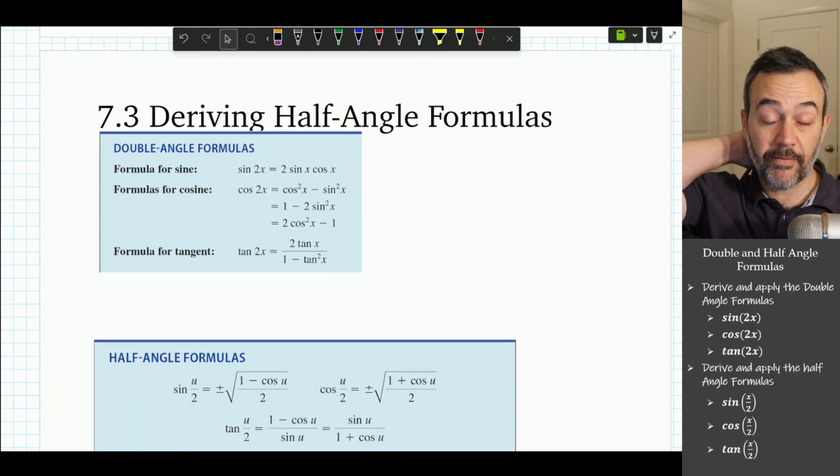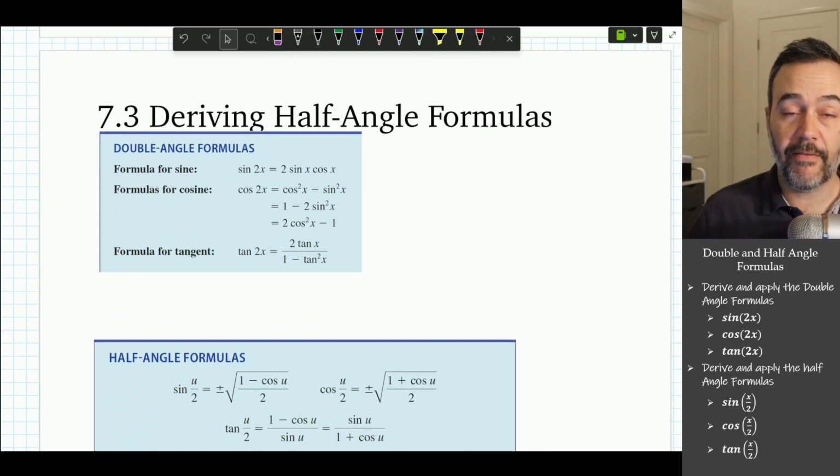Okay, so that's half the lesson. The other half is deriving the half-angle formulas.